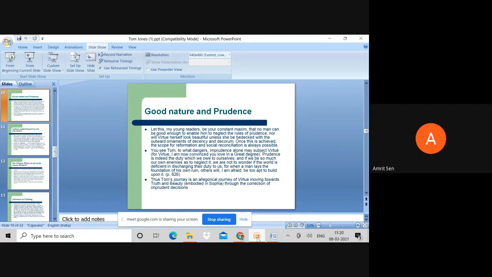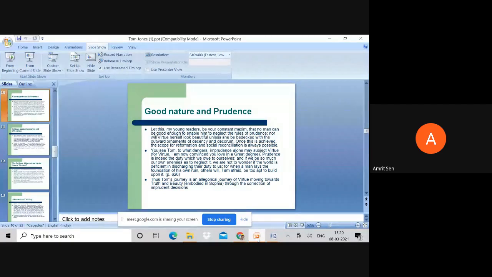And then this is Allworthy. Allworthy tells Tom what dangers imprudence alone may subject. "Prudence is indeed the duty we owe to ourselves." Right? So Allworthy says, because you were imprudent and you rushed into submission to your desires, you were almost on the verge of committing incest.